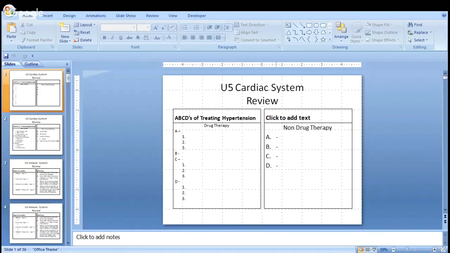Good, so you're right. We got ARBs, ACE inhibitors, and alpha blockers. And what's the suffix to the medications that go with those? The ACE inhibitors end in pril. The ARBs end in sartan. And the alpha blockers end in SIN, S-I-N. And then we have our beta blockers, which are our Bs, that end in LOL, laugh out loud.